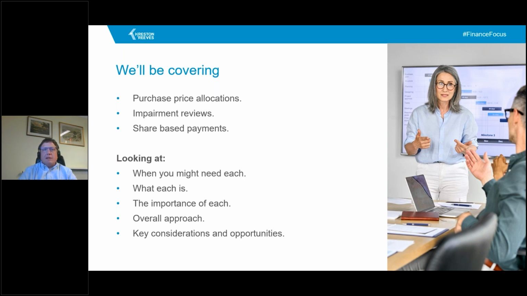So when relevant, these elements are key for finance directors to understand and manage so they can significantly impact a company's financial health and financial statements, and if not properly undertaken, can lead to issues with the audit or during any sale due diligence. For each of the three areas, I'm hoping to look at when you might need them, what each is, the importance of each, the overall approach to our valuation, though I think I'll skip some detail in there, and an outline of some of the challenges and opportunities arising.